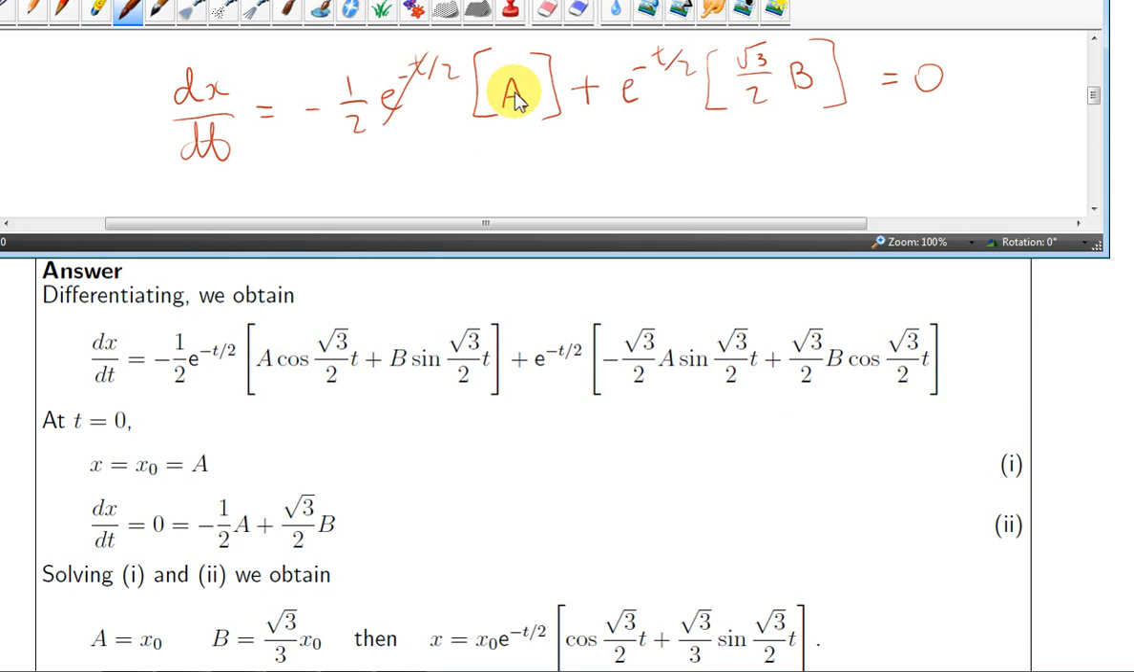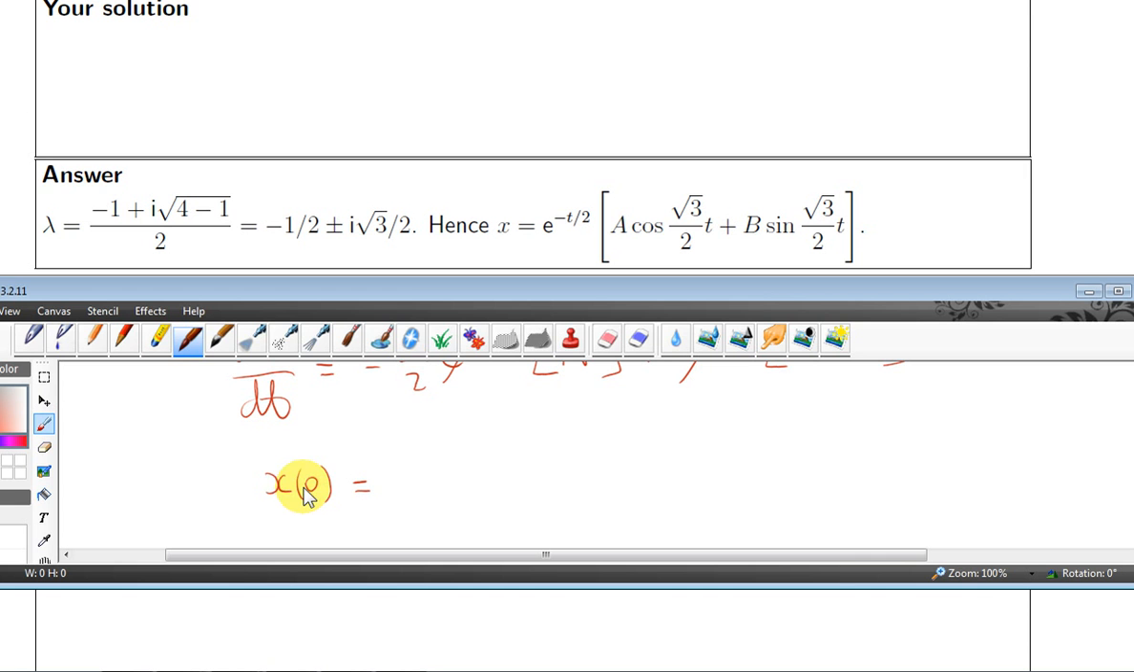Now you see we can divide across by e to the minus t over 2. So we get minus a half a plus root 3 over 2 times b equals naught. Now we also know that x at time 0 is called x sub 0. So we plug 0 into this, so we get e to the power of naught, which is 1. The cos of naught here is 1, so we get a. The sine of naught is naught, so we just end up with 1 times a, which is a. So x naught is equal to a.